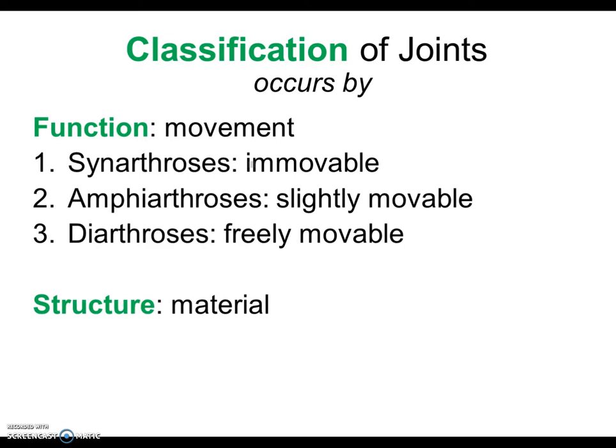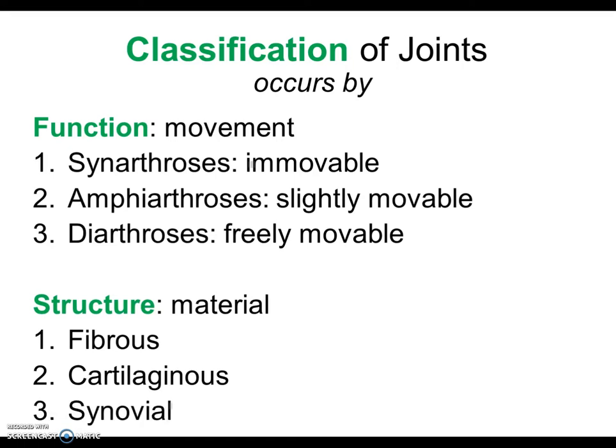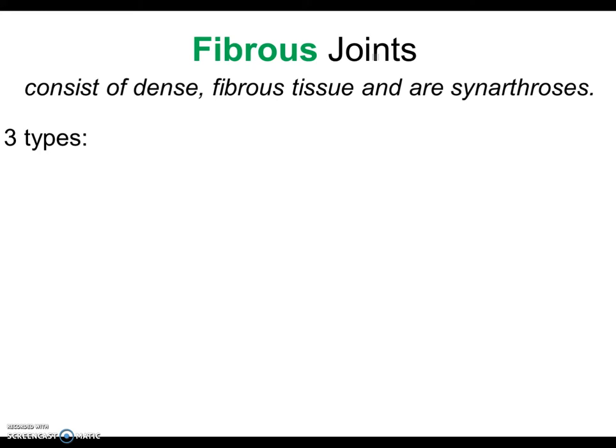The second way we can classify joints is by the structure, or what material they're made up of. One, we have fibrous joints, made up of a lot of fibers. Two, cartilaginous joints, and as the name says, it's made up of cartilage. And three, synovial joints, and we'll spend a lot of time in this lecture on synovial joints because it's very complicated with the structure and the material it's made up of. So let's look first at the classification of joints by structure. Let's start off with fibrous joints.